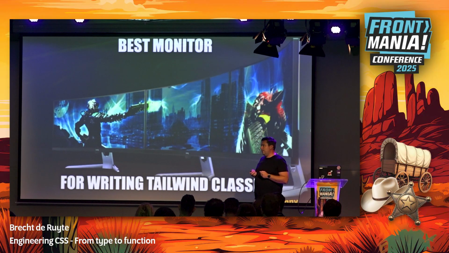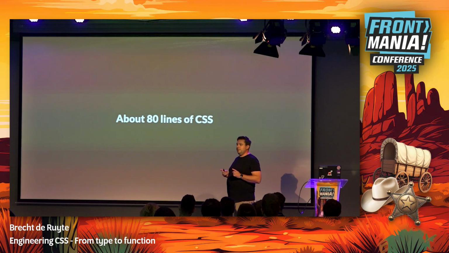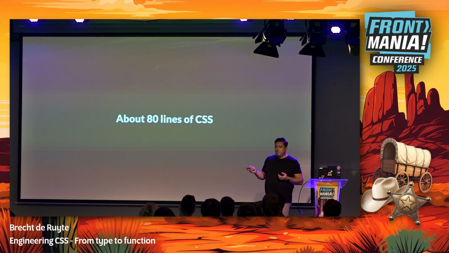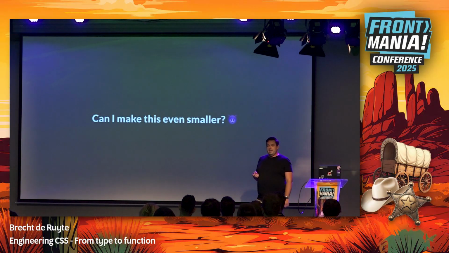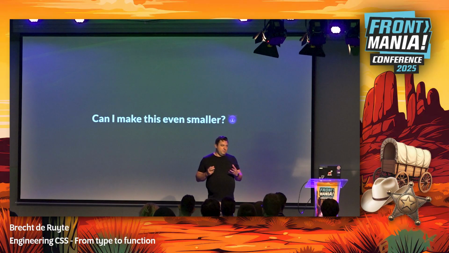But to be honest, how long would this be in utility-first CSS? Well, I did the math. It used to be a lot longer, but now at the latest, it's still about 80 lines of CSS, just for 4 buttons. I think that's crazy. That's a lot. I'm just styling buttons. So I was wondering, can I make this even smaller? Can I make my code even smaller to create 4 buttons?